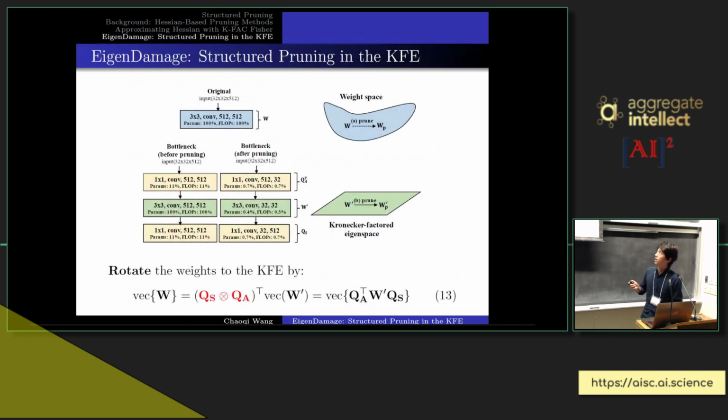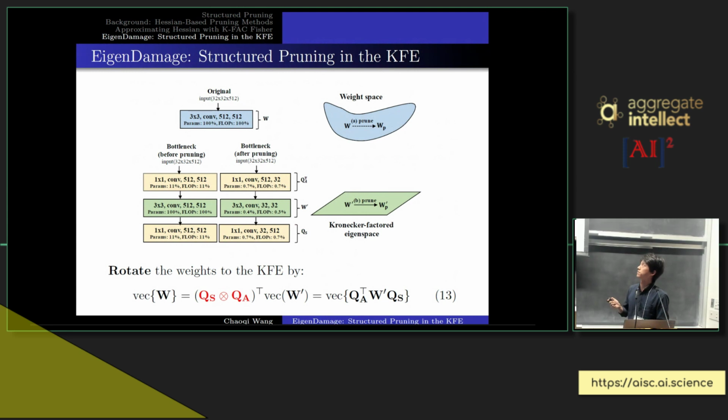Suppose the original layer is a 3x3 convolution, which has an input channel of 512, and the output channel is also 512. We first map the weights into the KFE by the following equation. As a result, it will decompose this layer into a 3-layer bottleneck structure. And then we do pruning in this space by pruning either each row or column of the weight matrices. And then we map the weights back to the original space.